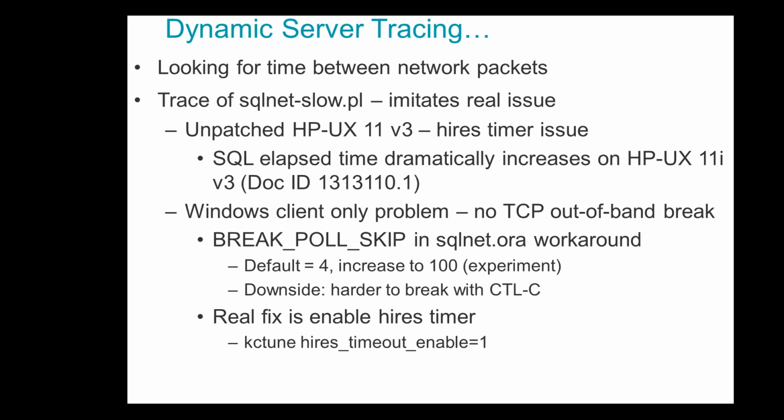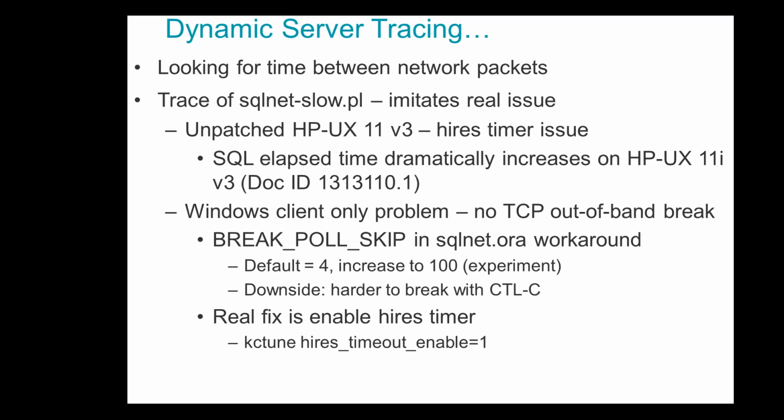And here's what the problem turned out to be, and then we'll look at how we came to this conclusion. So Windows TCP implementation is not the same as on a Linux system. The TCP on Windows does not have an out-of-band break. So the setting break pull skip is used in sqlnet.ora as a workaround. Now by default, this is 4. And what this means is that on Windows clients, for every 4th packet set, the Oracle server is going to ask the client, are you still there? And this was taking a very long time.